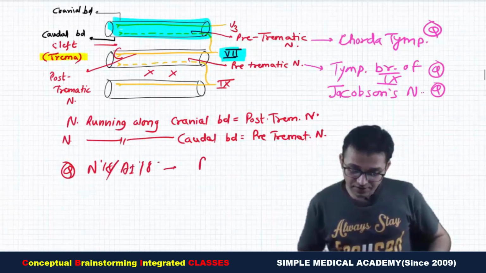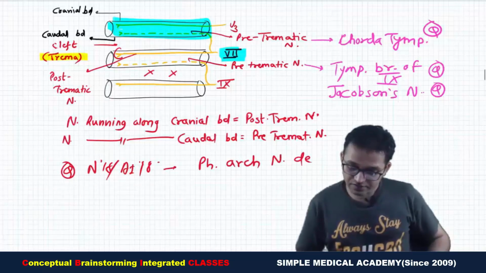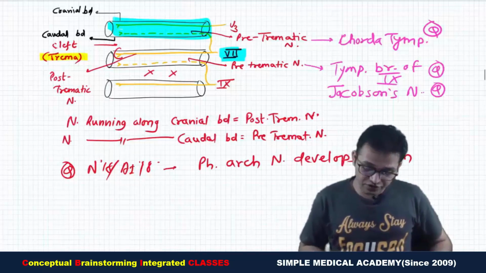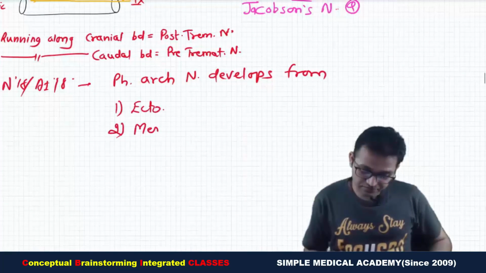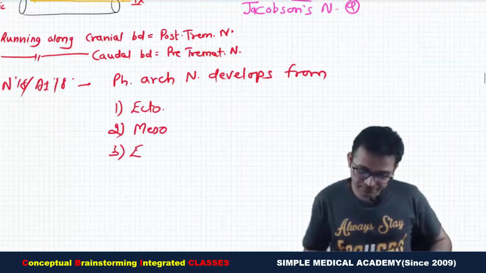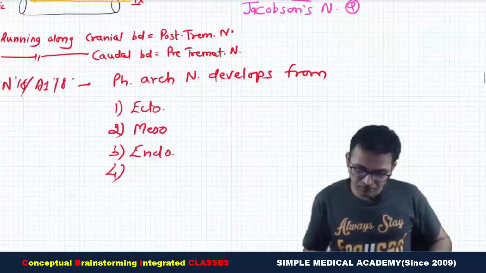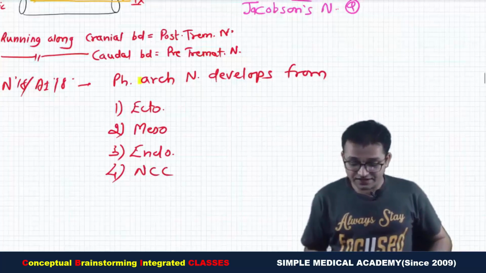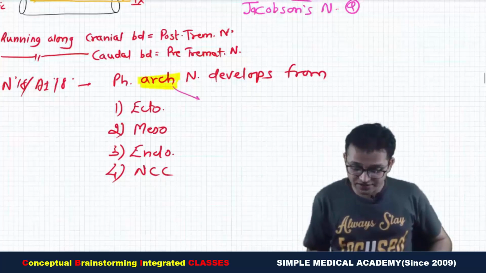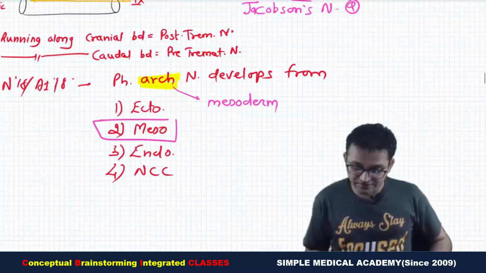The question was: pharyngeal arch nerve develops from. This was your MCQ, and the options were ectoderm, mesoderm, endoderm, and one more option, neural crest cells. So you can apply the knowledge. Yes, pharyngeal arch. Arch means mesoderm. So your answer is the mesoderm.